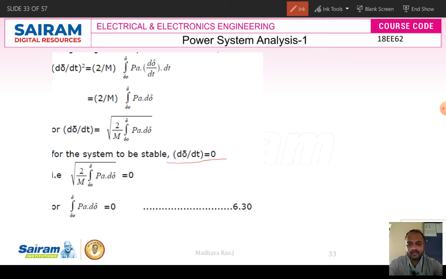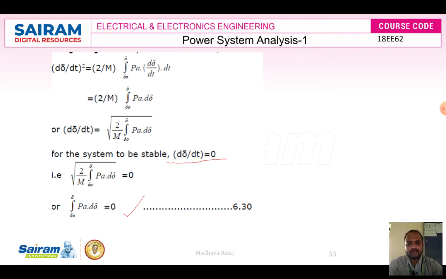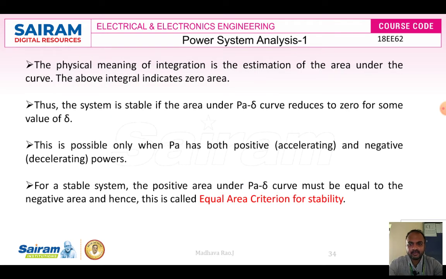If you simplify, you will get the integral from delta naught to delta of PA into d delta is equal to 0. This is the equation we get from the swing equation. The physical meaning of integration is the estimation of the area under the curve. The above integral indicates 0 area.